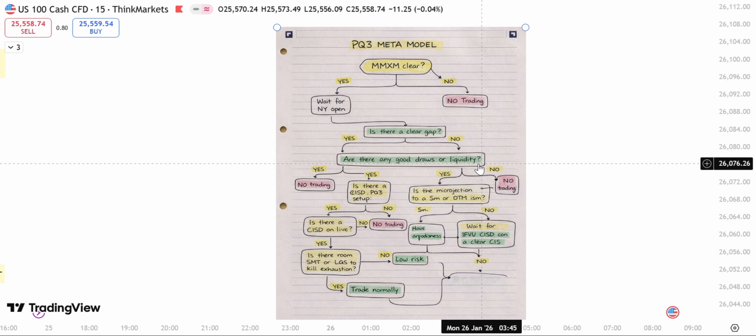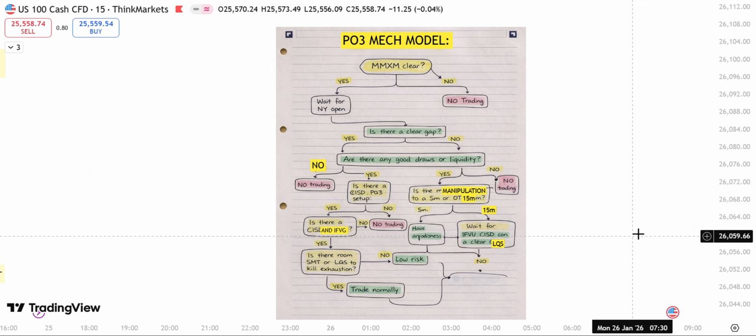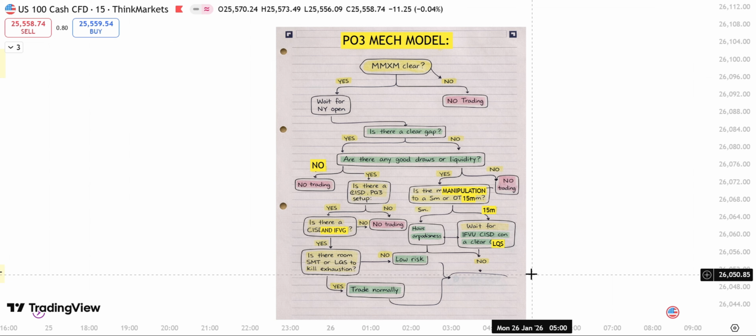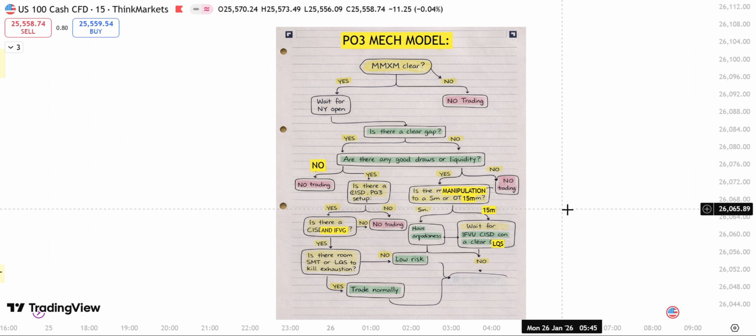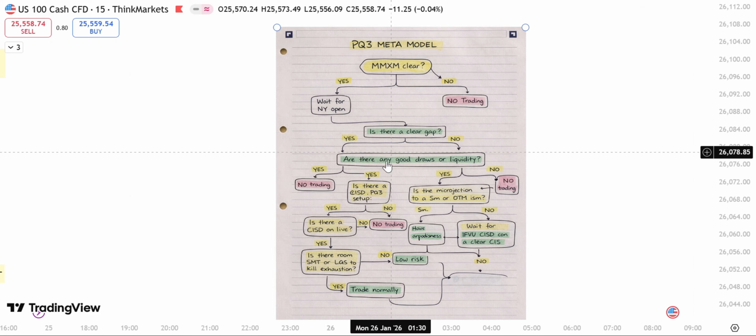Are there any good draws on liquidity? No equals no trading, as always. And yes, is the manipulation to a 5-minute or a 15-minute? So I usually trade the 15-minute fair value gap formed from New York session. But if there is no 15-minute and I actually trade from the 5-minute, there has to be impulsiveness.